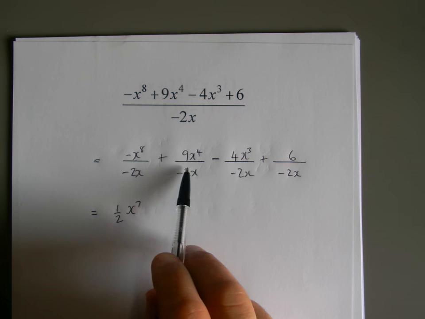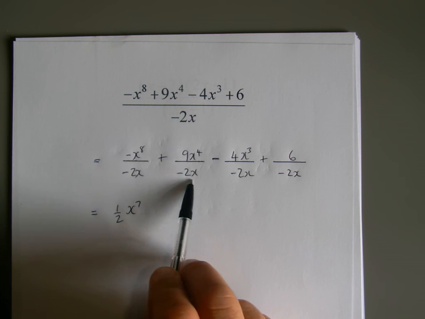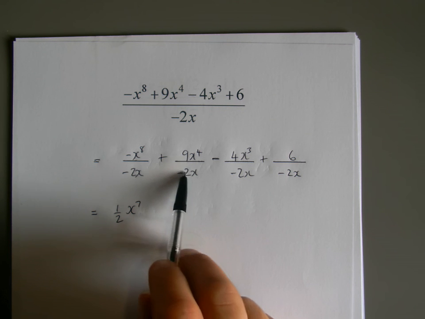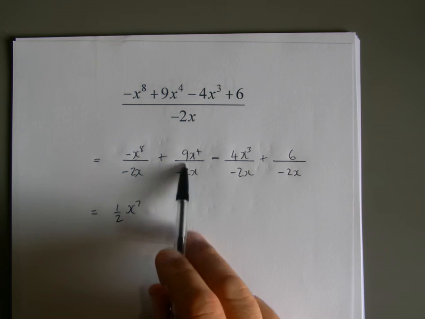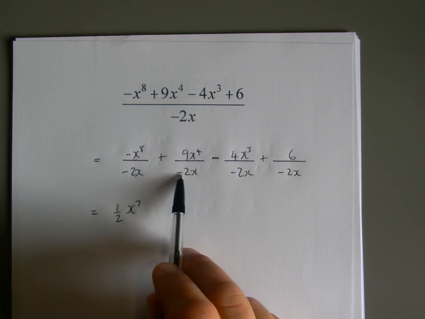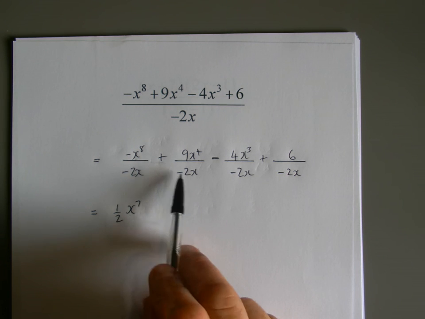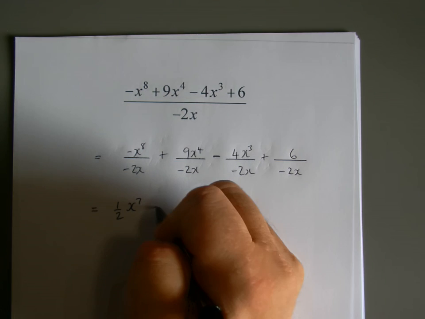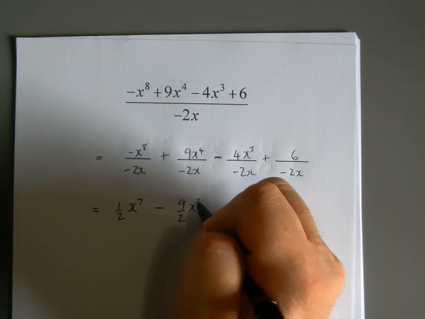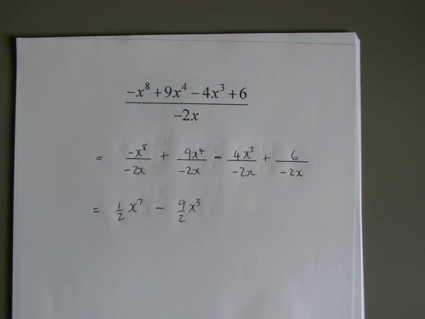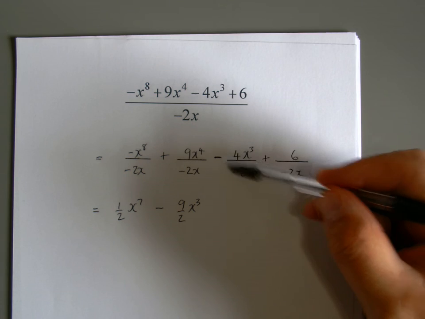We're going to end up with a fraction term here as well, aren't we? Because 9 divided by 2 is 4.5, but we don't want to write 4.5. We don't want to have decimals. We leave it as a fraction, so 9 over 2. But there is a minus here, and there's a plus there. Plus and minus become a minus. So we end up with 9 over 2 x cubed.